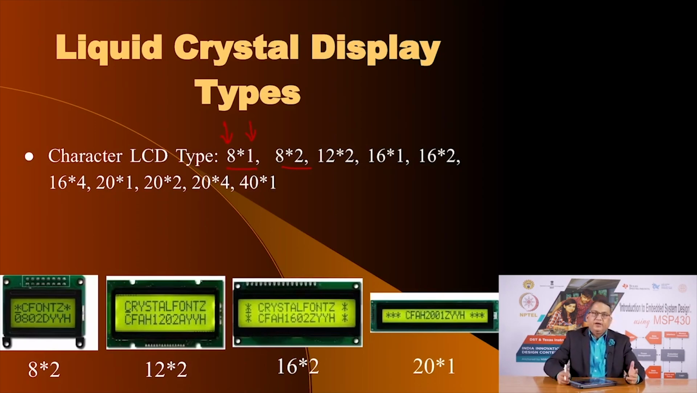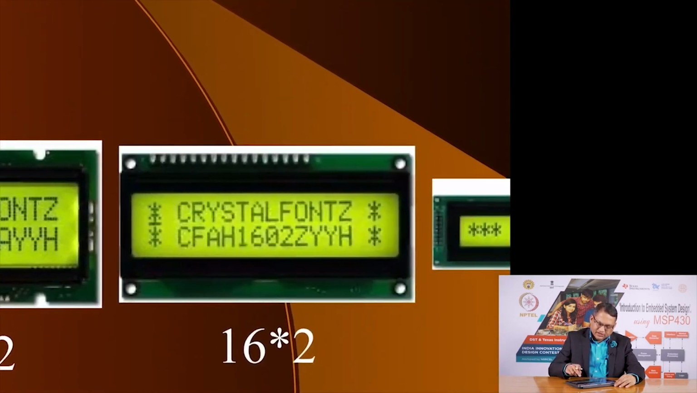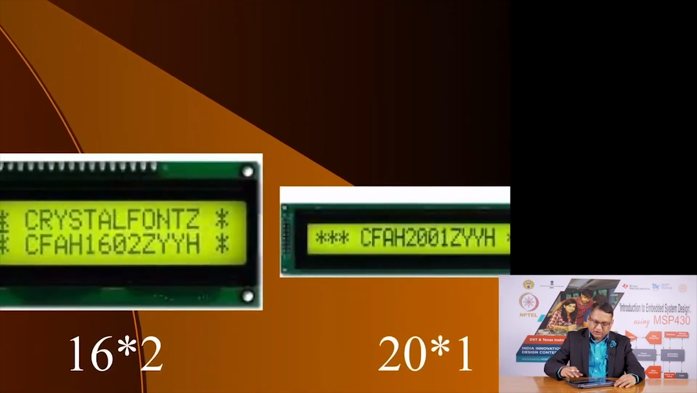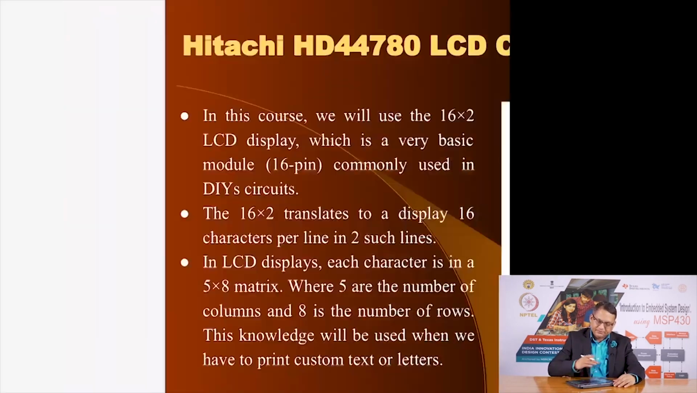Similarly, 8x2 would be 2 lines of 8 characters, then 16x1, 16x2. In fact 16x2 is the most common LCD display that you can find, and in this exercise we are going to use a 16x2 display. Here is an example of a variety of these. This is an 8x2, next to it is a 12x2, then you have a 16x2 and you have a 20x1. You may have seen this at various locations, and we are going to use this in our experiment.